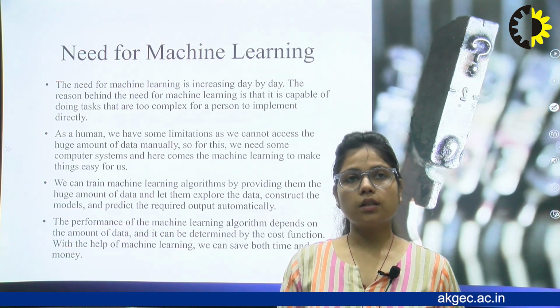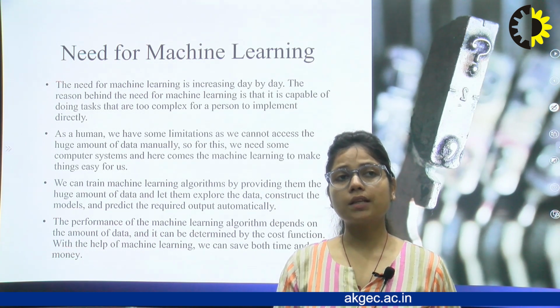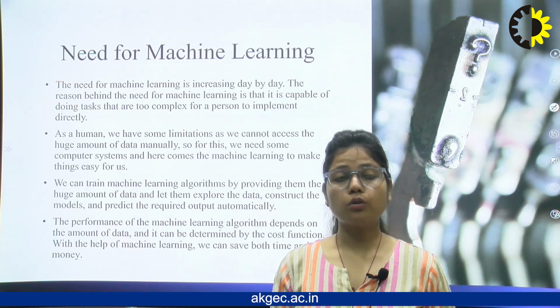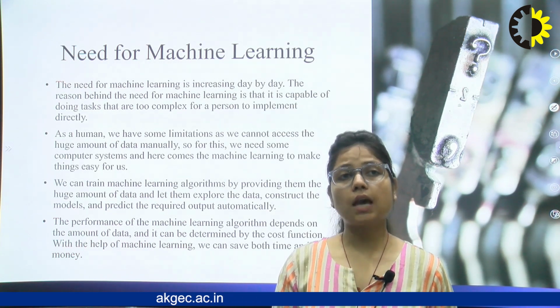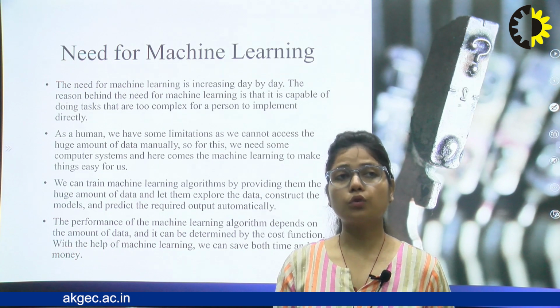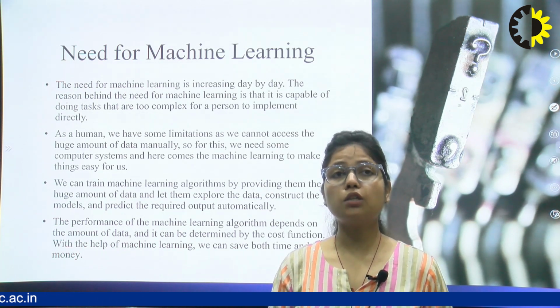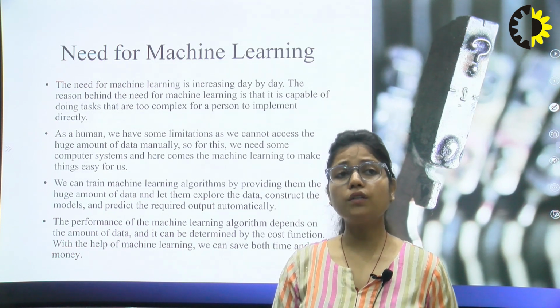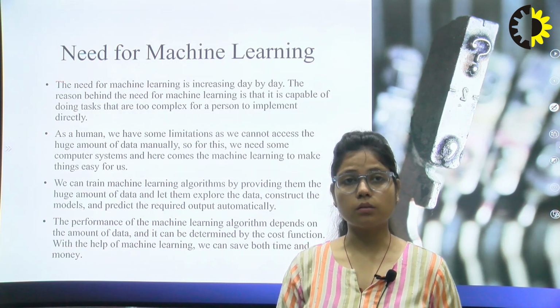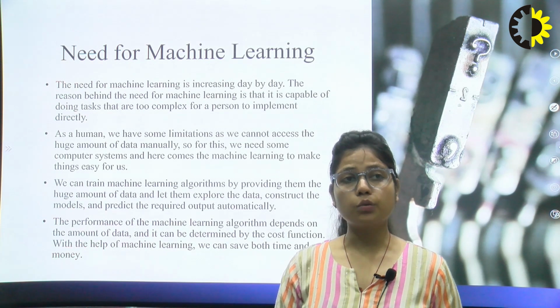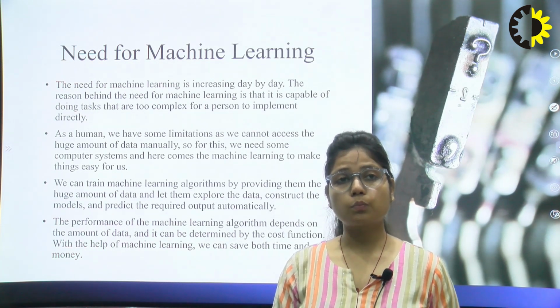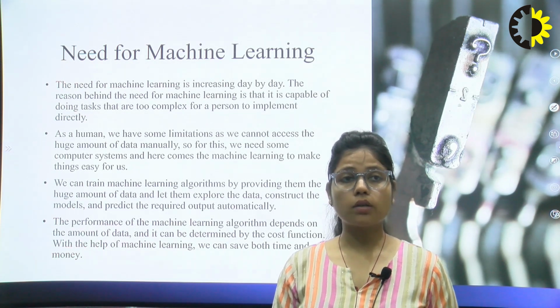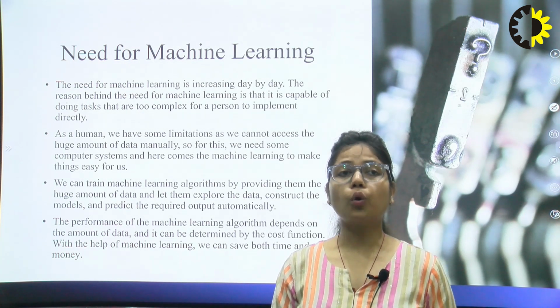Basically, in this point, we are trying to say that humans are incapable of learning from a large data set, but a machine is capable of learning from a large amount of data. That's why we need machine learning, because it can handle a large amount of data. We can train more machine learning algorithms by providing them a huge amount of data and let them explore the data, construct the models, and predict the required output automatically.